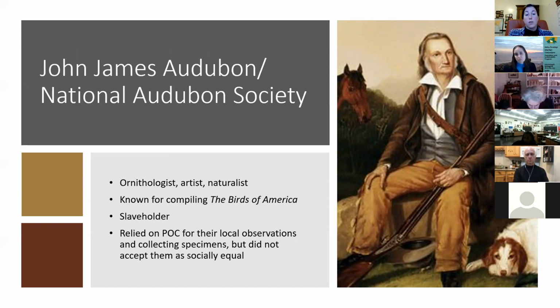Then there's John James Audubon with the National Audubon Society. Again, super renowned ornithologist, artist, and naturalist. And he was very well known for compiling the Birds of America. But he was also a slaveholder. And while he relied on people of color for local observations and collecting specimens to help with his collections, he did not accept them as socially equal.